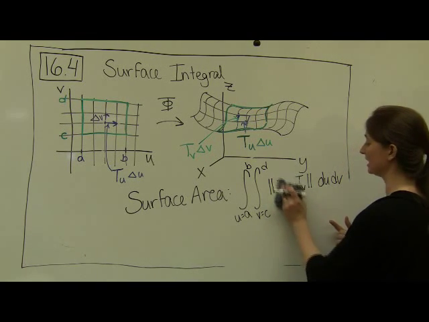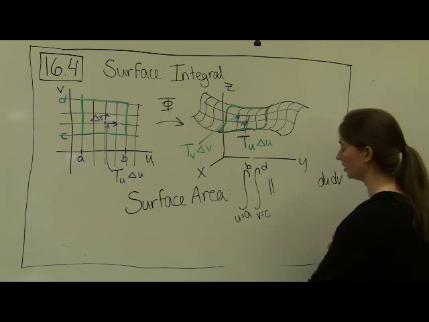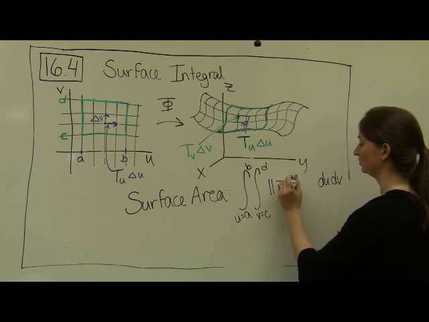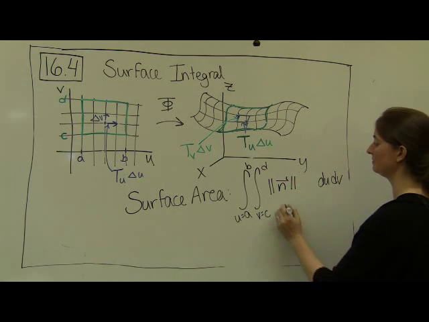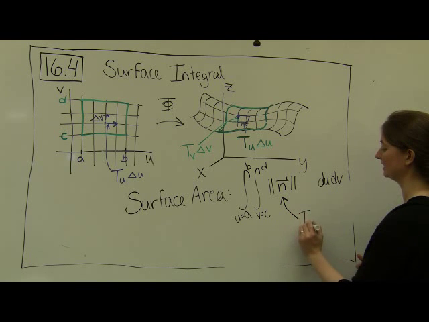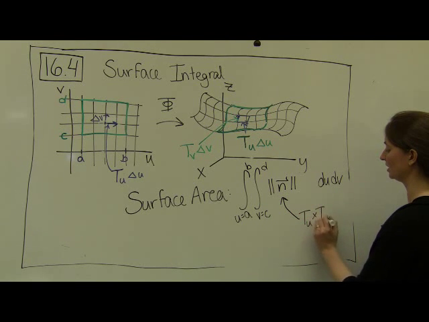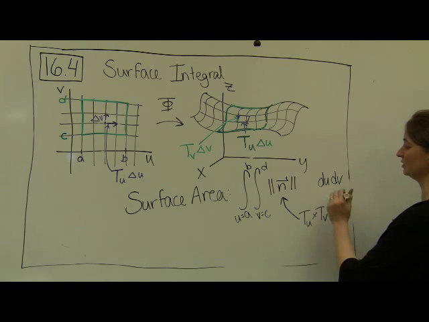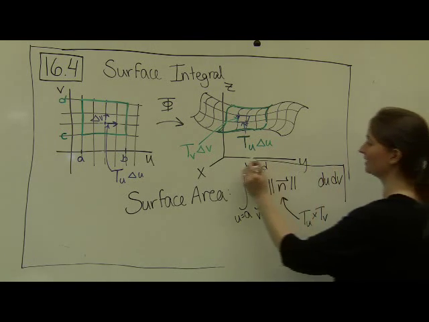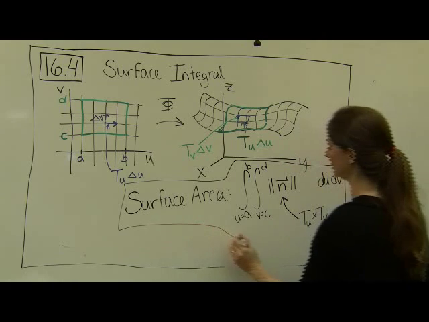Instead, I could just write this as the magnitude of n, where n is our normal vector, and maybe in the back of my head I'm still thinking that that's T sub U crossed with T sub V, du dv. And that's the way that I can find the surface area of a parameterized surface.